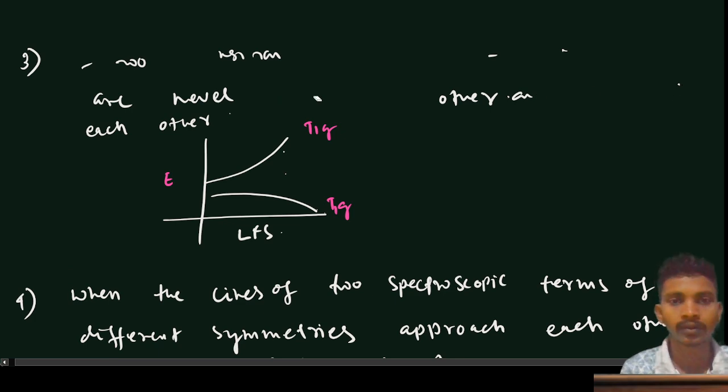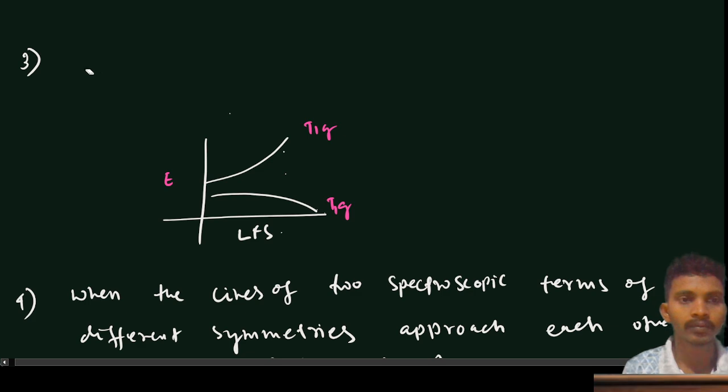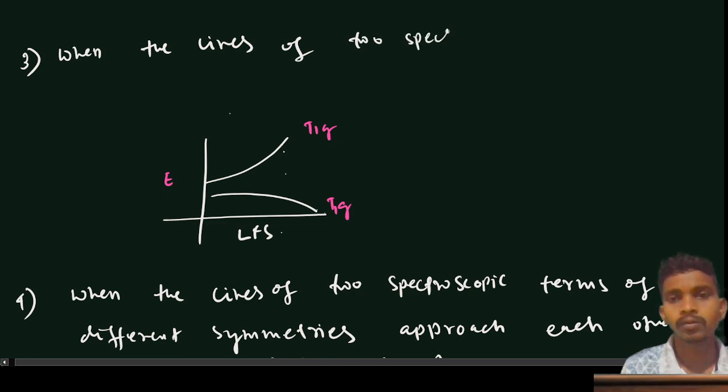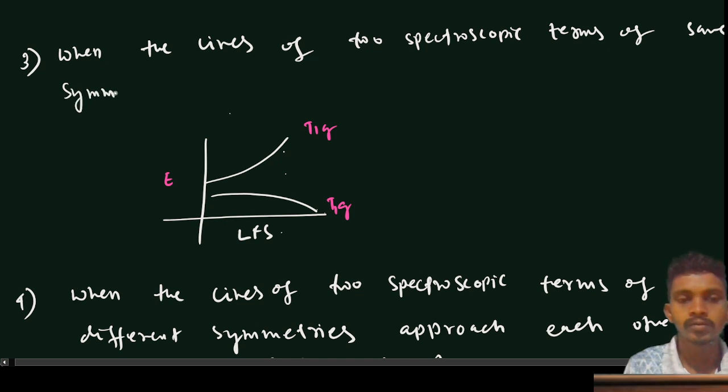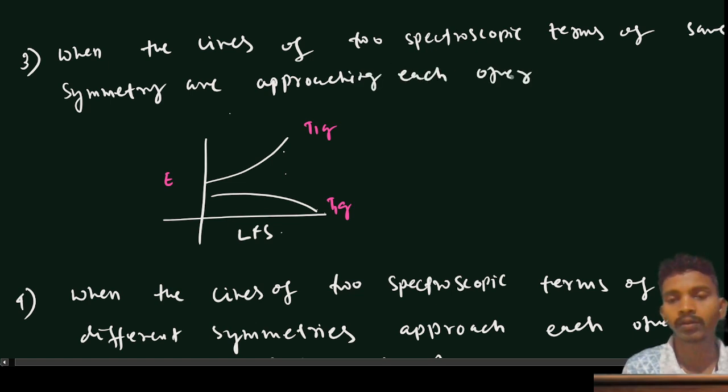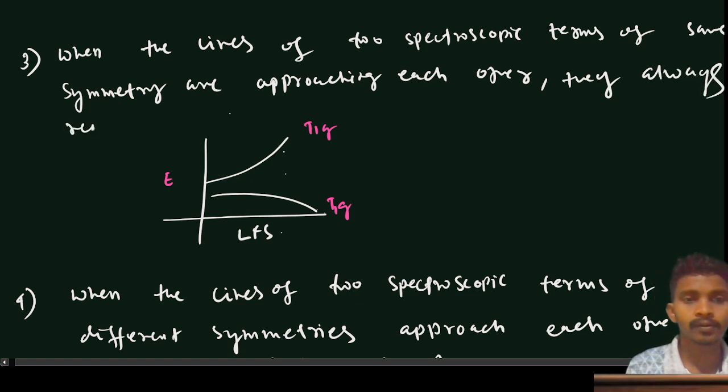So, when the lines of two spectroscopic terms of the same symmetry are approaching each other, they always repulse and never cross each other.